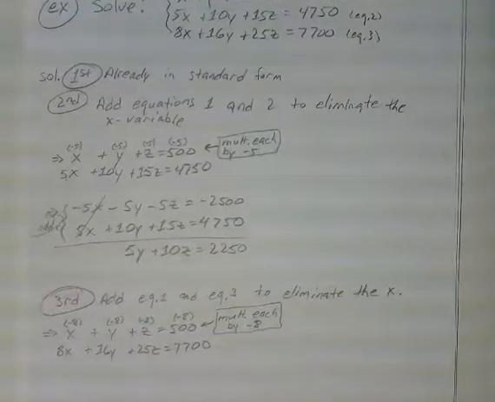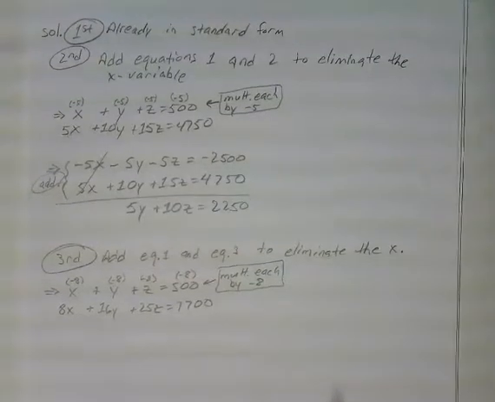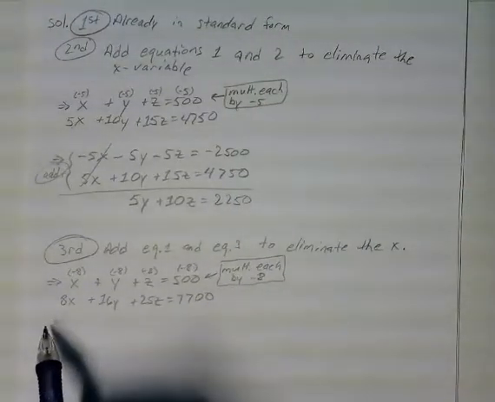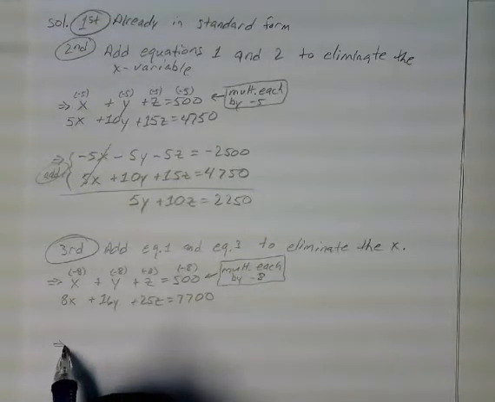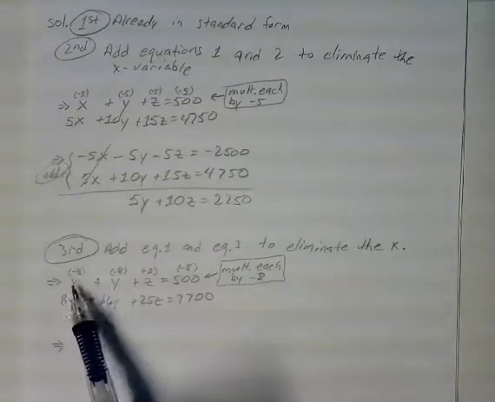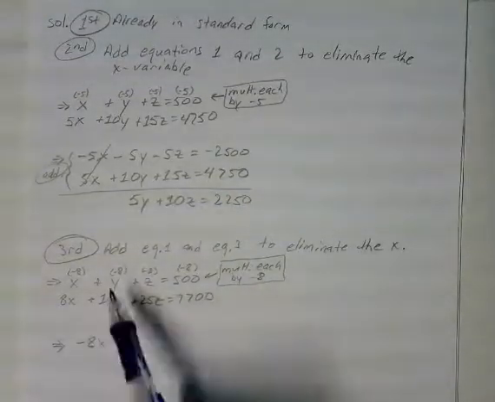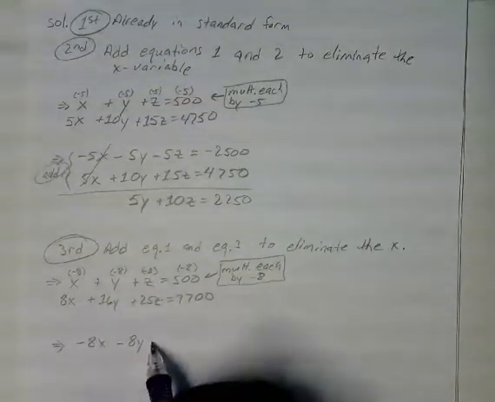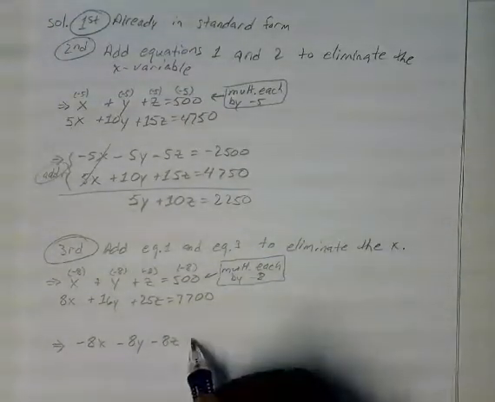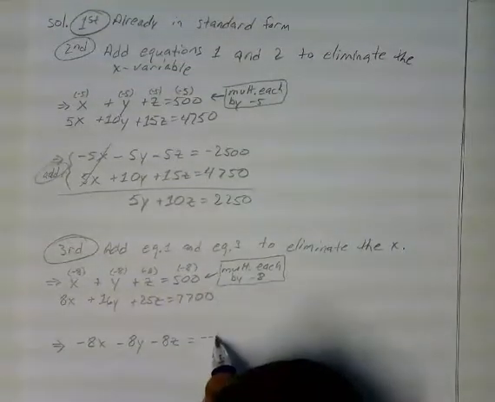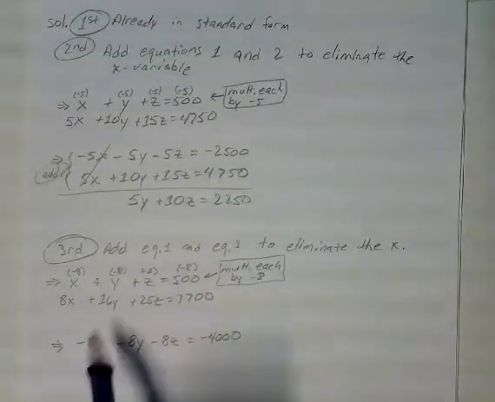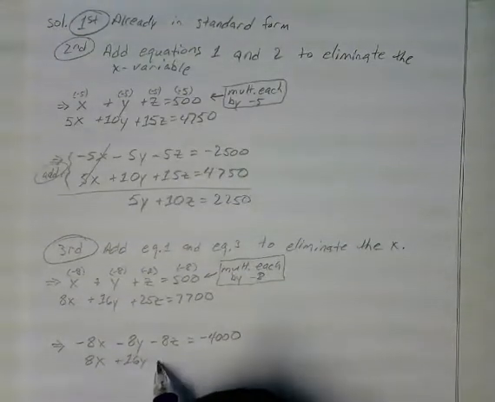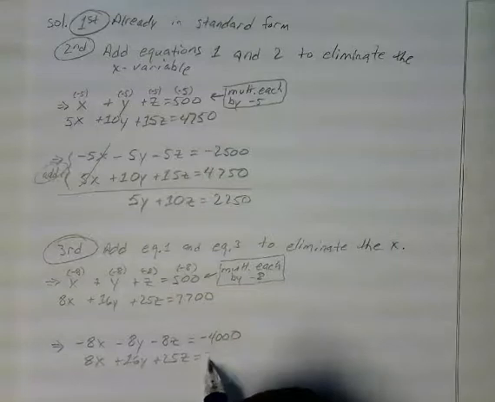Let me bring this up a little bit. Now you will most likely need a second sheet of paper because these can get a little lengthy. If I rewrite it, after multiplying by negative 8, you have negative 8 times x, which is negative 8x. You have negative 8 times y, which is negative 8y. You have negative 8 times z, which is negative 8z, equals negative 8 times 500, which is negative 4,000. And equation 3, we're just going to write that down. So you have 8x plus 16y plus 25z equals 7,700.